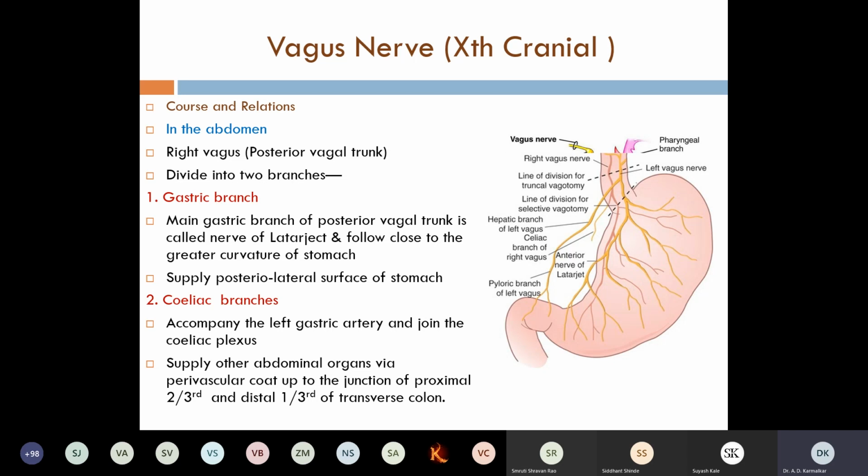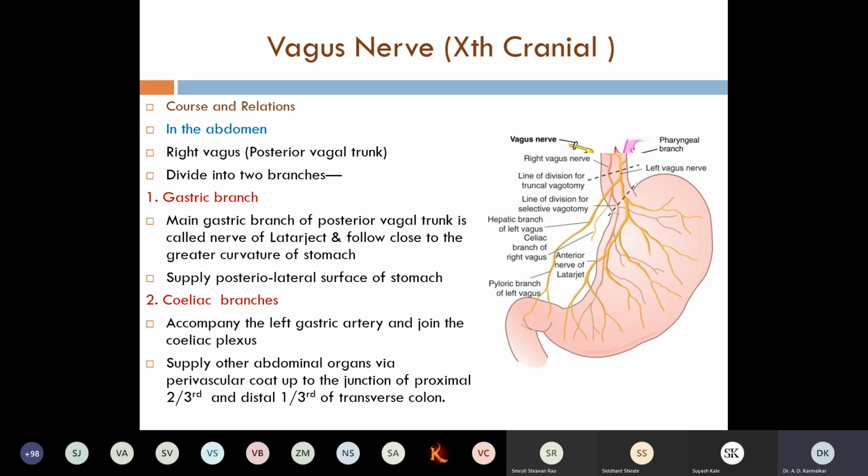From the celiac plexus, it is going to supply the organs via the perivascular plexus, up to the proximal two-thirds and left one-third of the transverse colon.